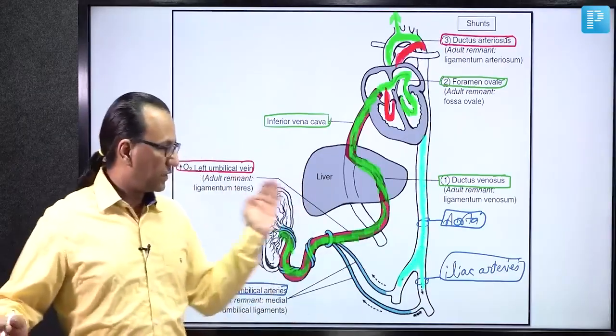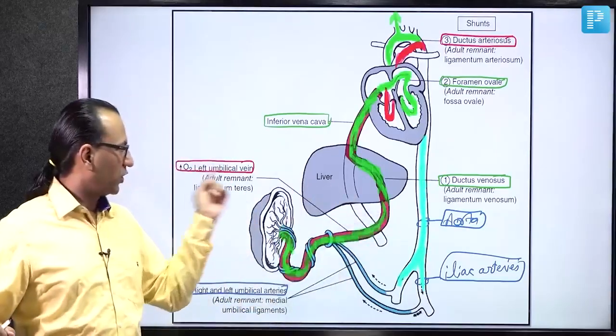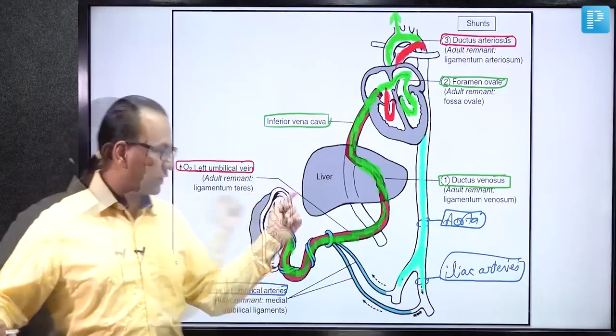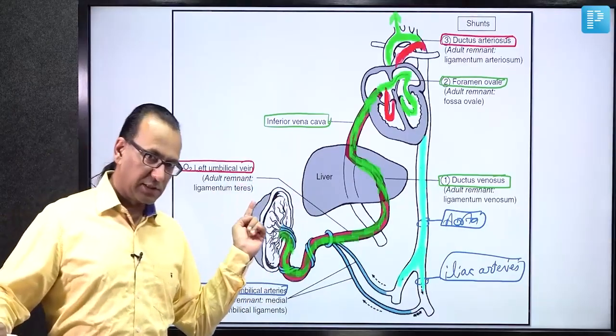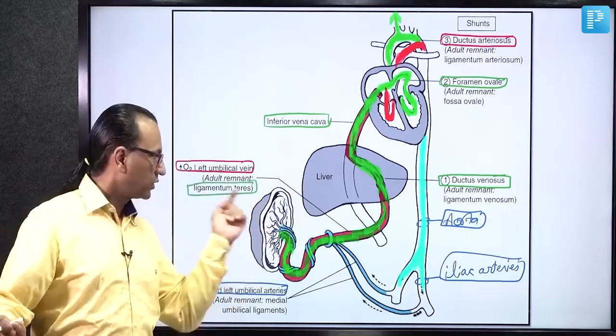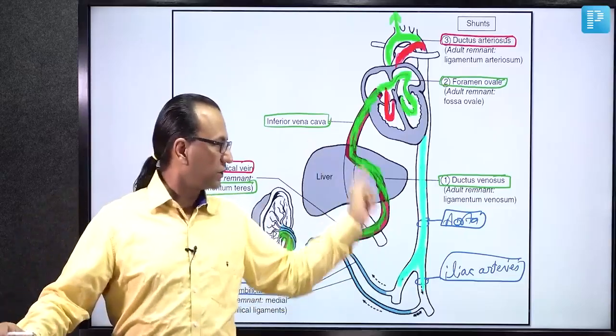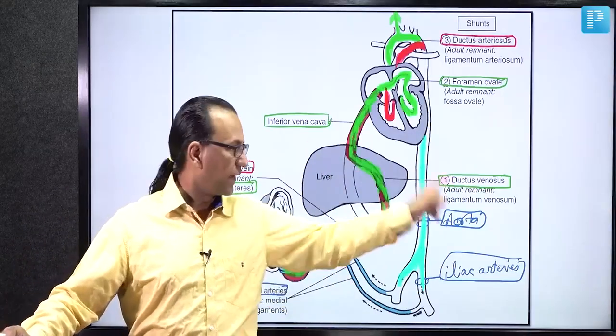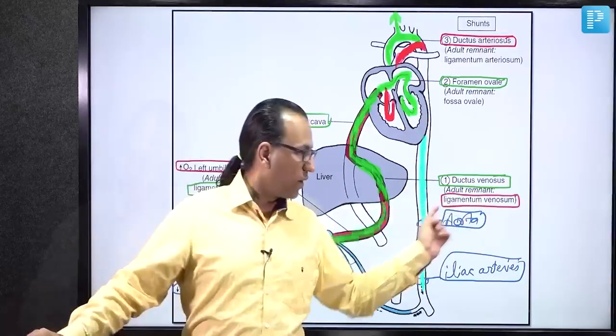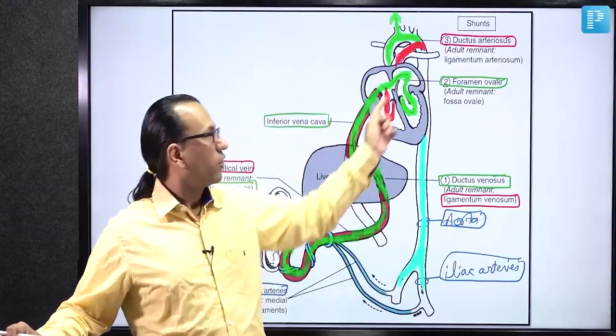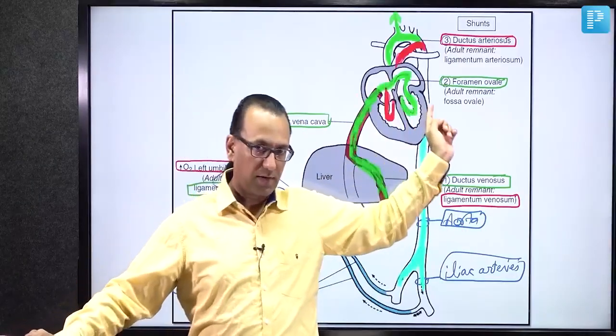Now, after birth, the left umbilical vein is obliterated and becomes the ligamentum teres of the liver. The ductus venosus will be obliterated to become the ligamentum venosum. And the foramen ovale will become the fossa ovalis.